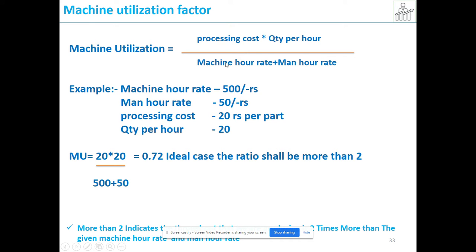Why am I using machine hour rate plus man hour rate? This is my investment. The machine is my investment, therefore I'm giving machine hour rate, and for every man hour I am paying, so therefore I am adding the man hour rate. In this case, the numerator is nothing but the value that I am generating from the machine, right? The denominator is nothing but the value that I am giving in order to get the required value.